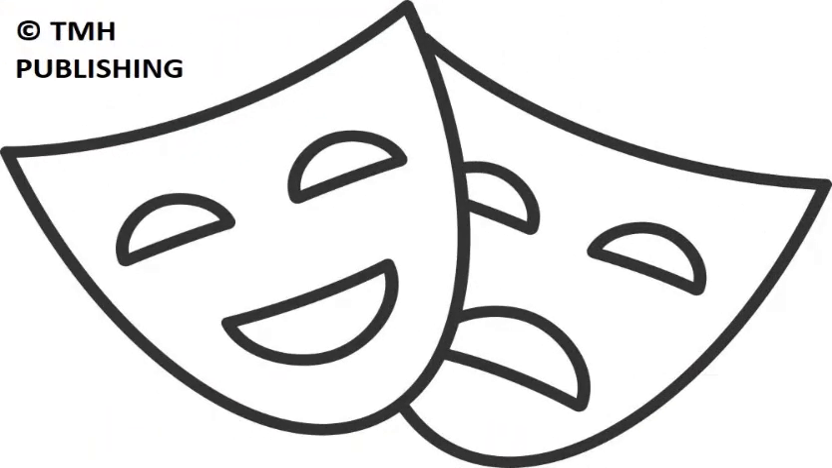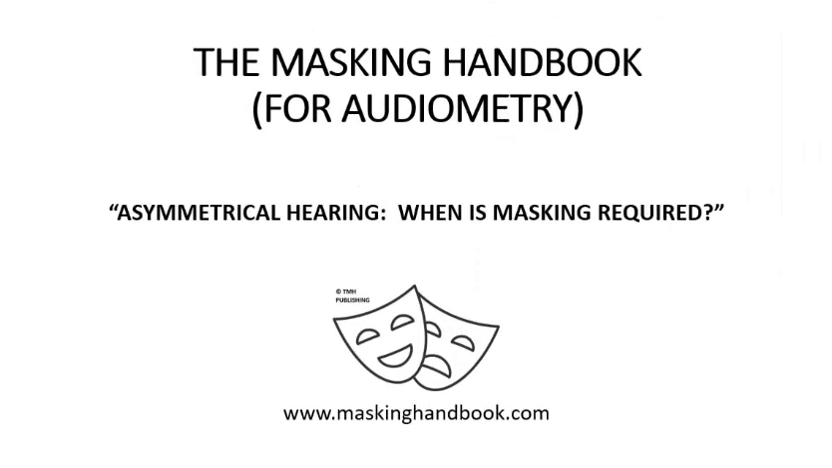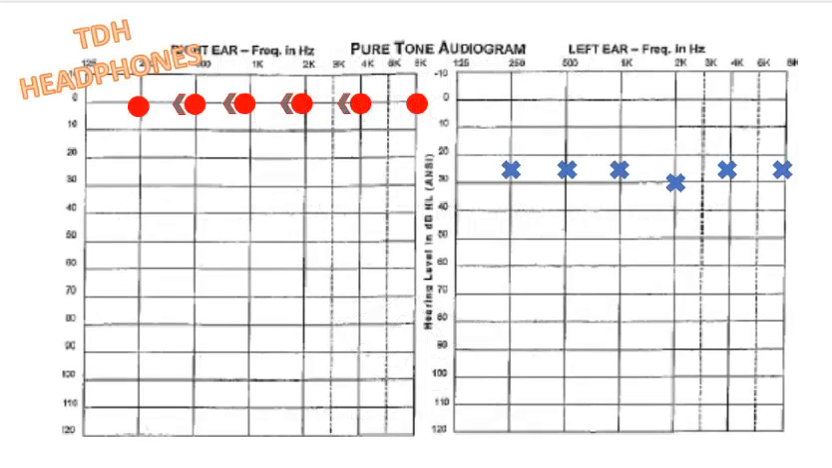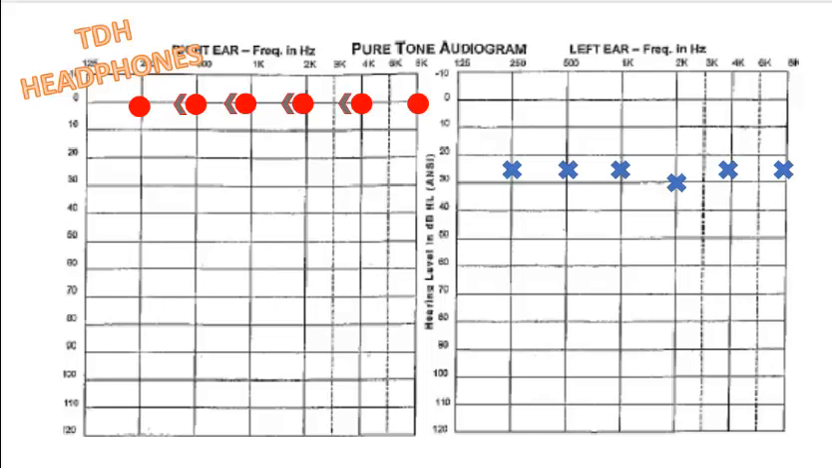This is the Masking Handbook for Audiometry. In this video, we'll look at asymmetrical hearing. When is masking required? Here we have normal hearing in the right ear and a mild hearing loss in the left. As you can see, we're using TDH-style supraoral headphones. We don't have to mask in this situation.